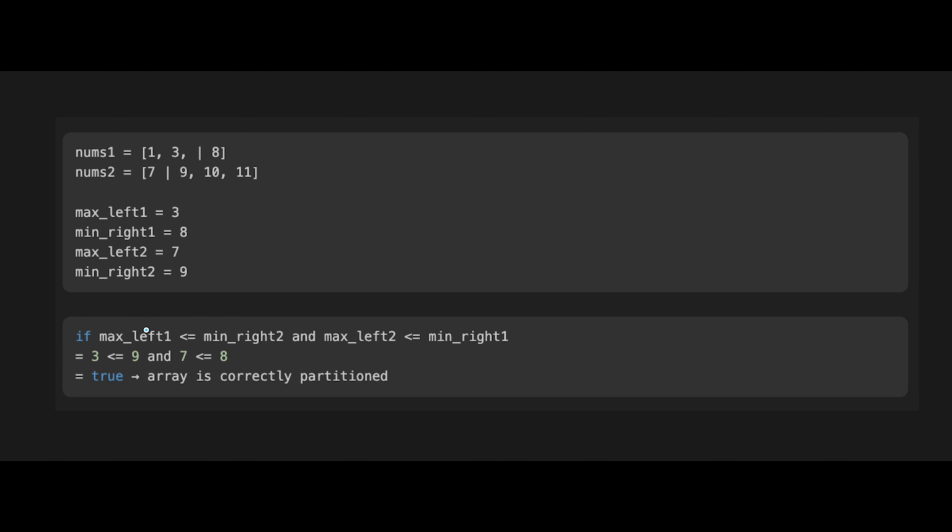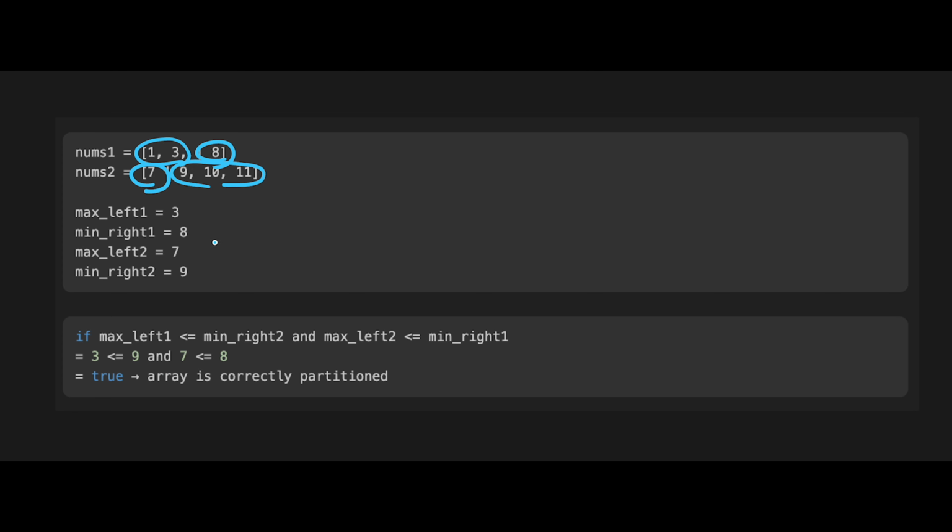And if maxLeft1 is less than or equal to minRight2, in this case maxLeft1 is 3 and minRight2 is 9, and maxLeft2 is less than or equal to minRight1, so maxLeft2 is 7 and minRight1 is 8. So we compare this group versus this group, and this group versus this group. If we meet this condition, we can say the array is correctly partitioned.